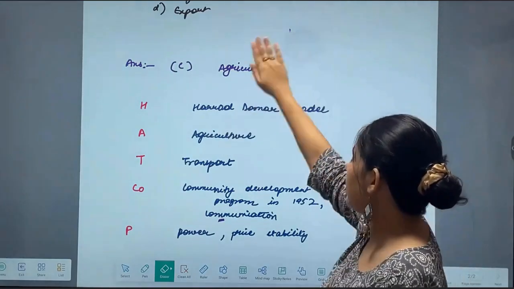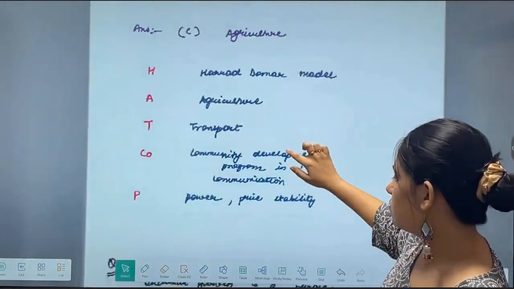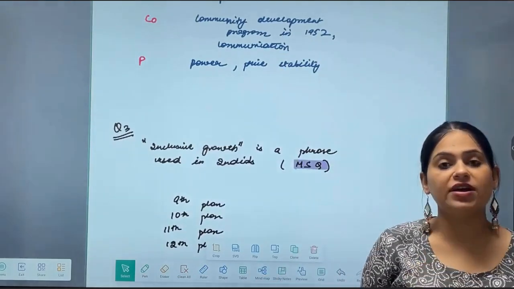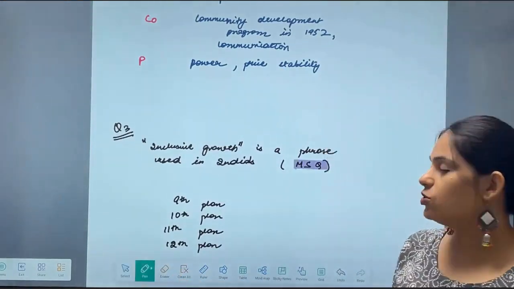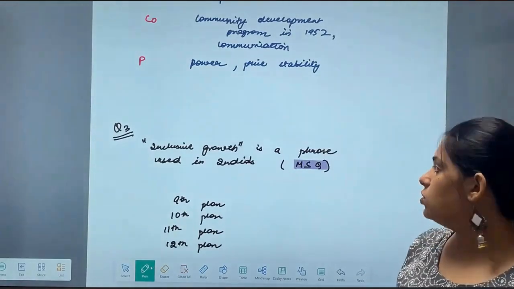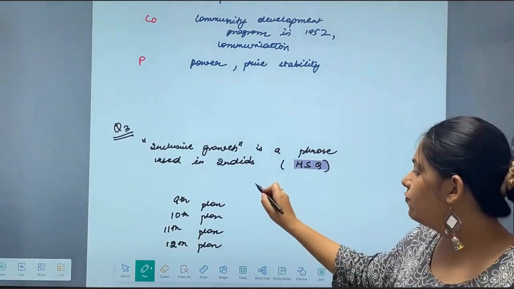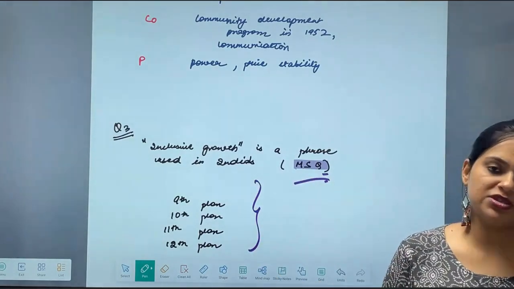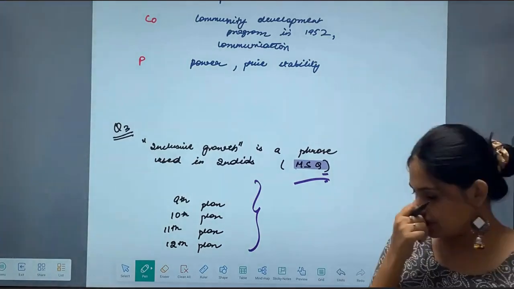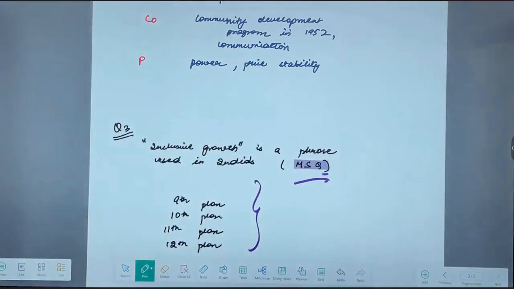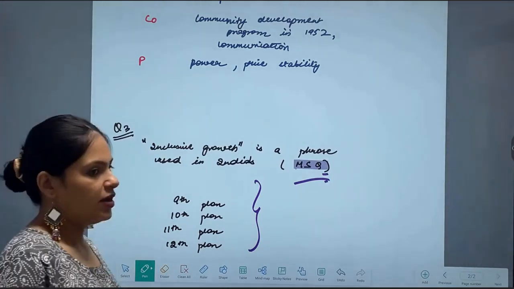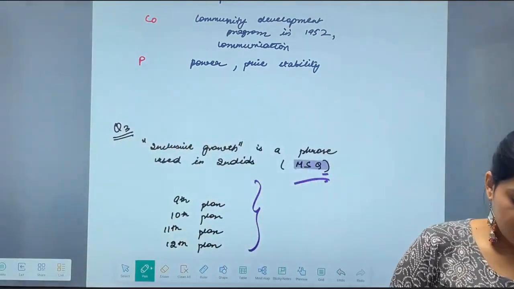Right, let's go ahead and take the next question. But this is an MSQ question, not an MCQ question. So try to go ahead and do this. Inclusive growth is a phrase used in which plans in India? And I am telling you it is an MSQ question. So try to answer this, then I will do this for you. Okay, anyone?